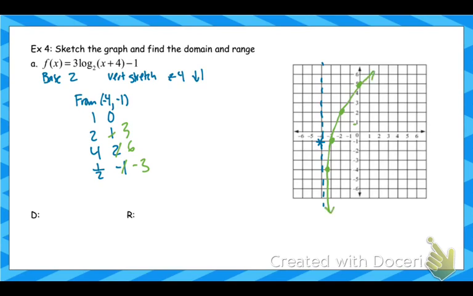Domain, again, that's affected by that asymptote. Our domain here is going to be from -4 to infinity. And then all of these will have a range of negative infinity to infinity.